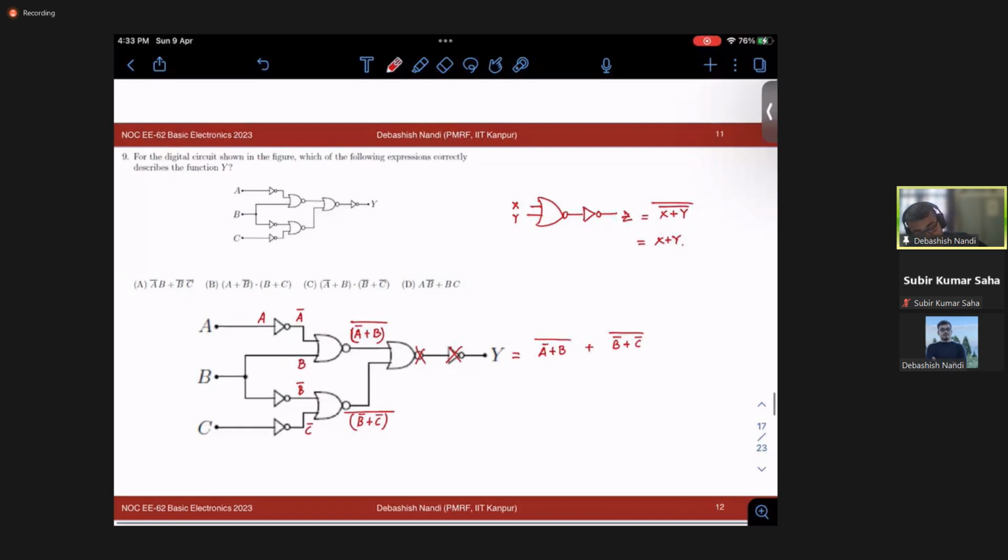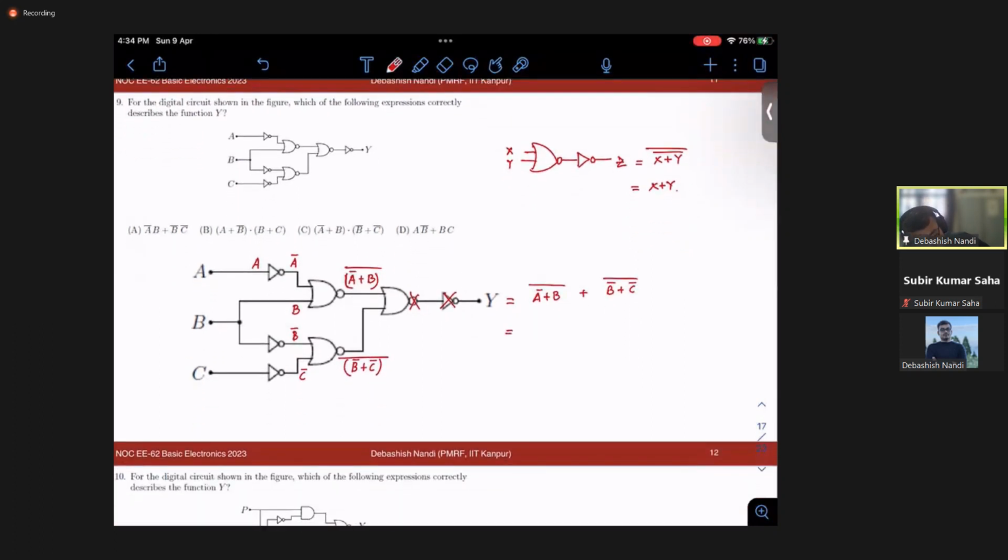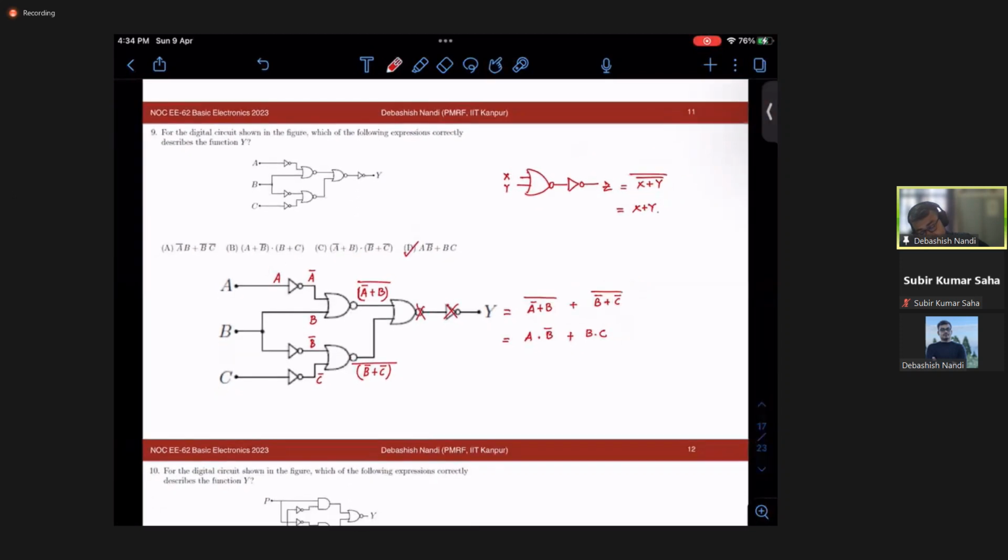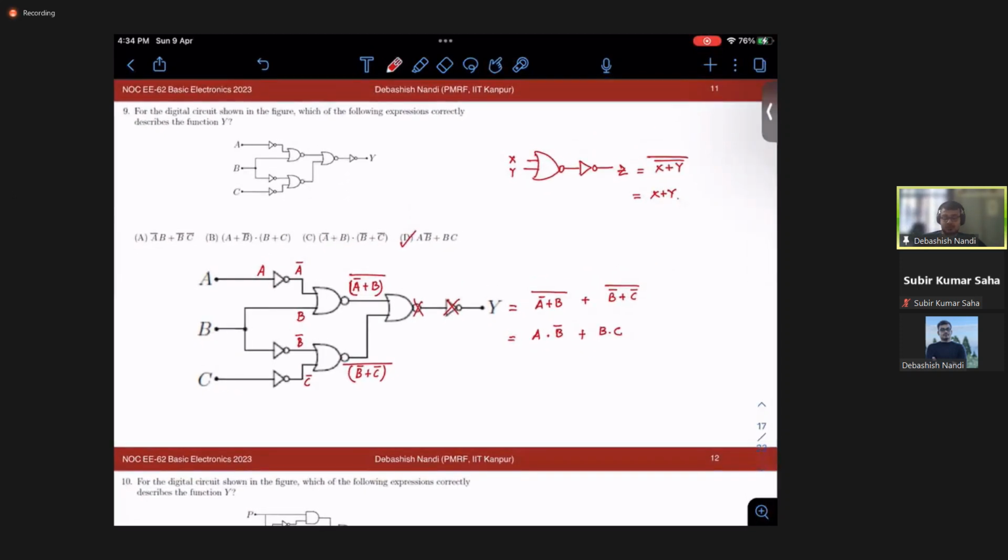Okay. So now we use De Morgan's law again. So we'll have A dot B bar plus what will we have? B bar bar, that means B, and C bar bar, that is C. Okay. So we will have A B bar plus B C. Okay. So the D option seems right. And D is indeed the right answer. So this is how you simplify this kind of circuits.